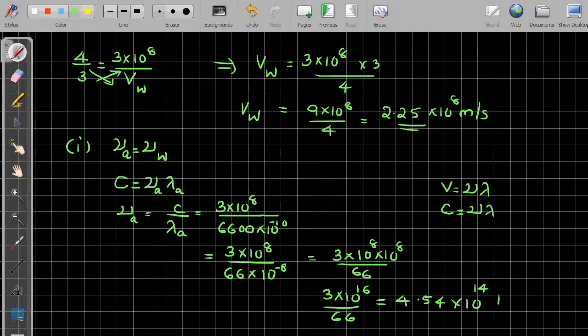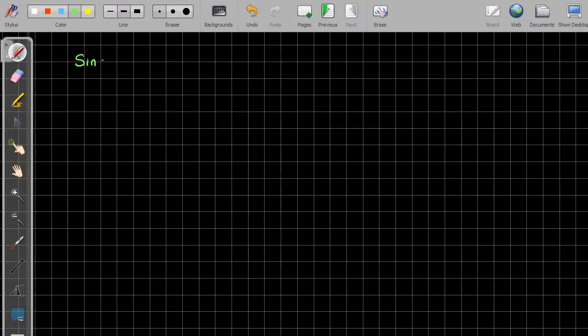And what is the SI unit of frequency? That is equal to hertz. This unit you might have learned in your 9th standard class. The SI unit of frequency is hertz. So here what I have calculated is the frequency of light in air. And I know that frequency of light in air is equal to frequency of light in water. So what can I write here? Since frequency of light in air is equal to frequency of light in water, frequency of light in water will be equal to, what is the answer I got here? 4.54 into 10 raised to 14 hertz.